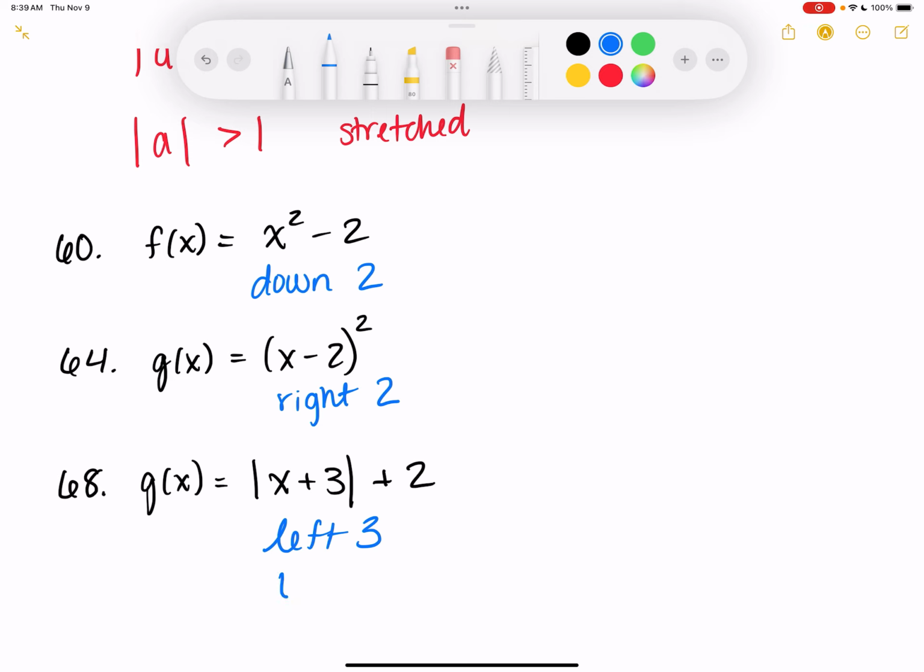And then outside I have a plus 2, which goes the same direction as the sign, so this one means I'm going up 2. So basically what this says is I take my parent absolute value function that has a vertex at 0, I'm shifting it left 3, and then up 2. And that's where that graph would be, but it would look the exact same as the parent function because there's no compress or stretch on it. It's just getting shifted around.